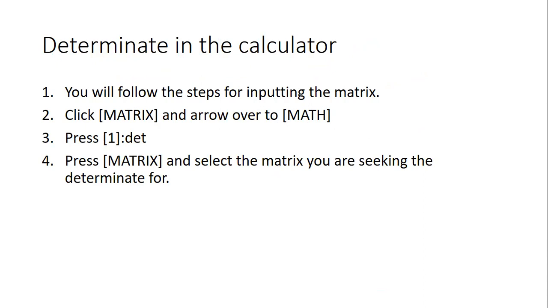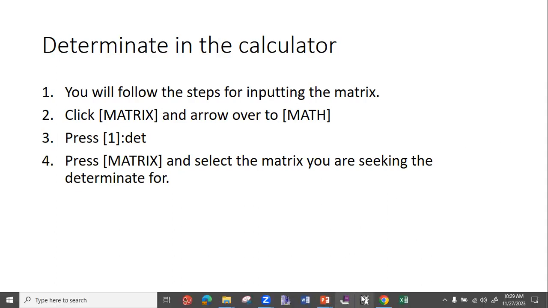So when you're putting it in the calculator, you're going to click matrix and arrow over to math. Once you've put in your matrix, you're literally going to press 1 for determinant, and then select your matrix that you created. I didn't write out the steps for creating the matrix again because we've already gone through those steps. So we're just going to go through the process.